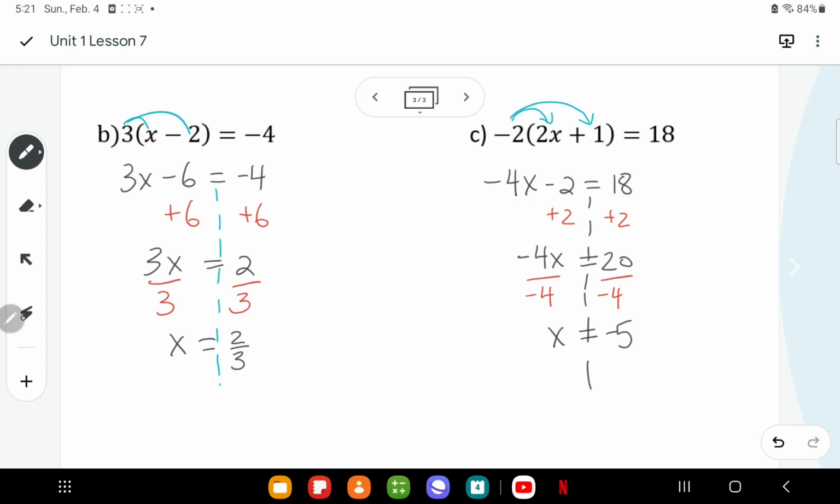Okay, so really we're just combining together the newer skill of this distributive property with our older skill of solving equations.